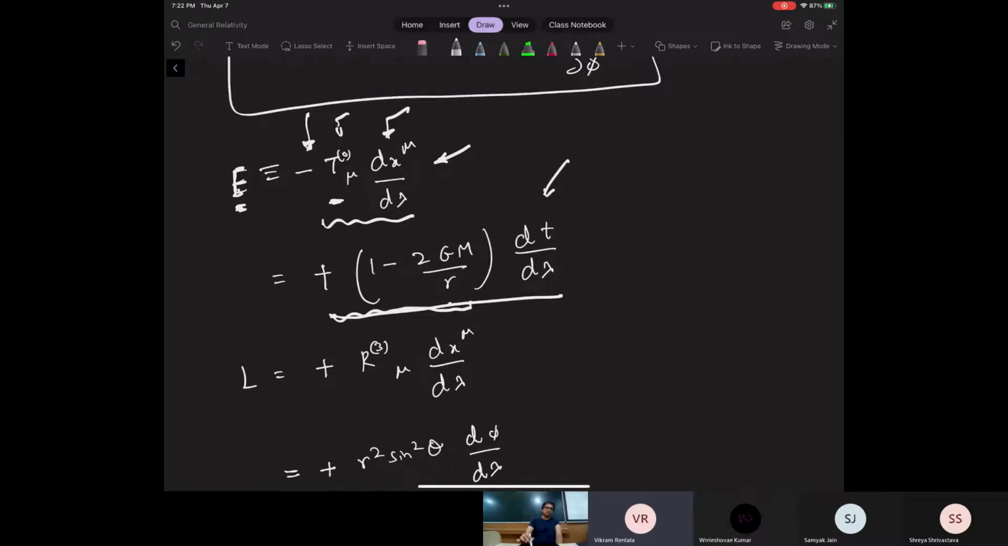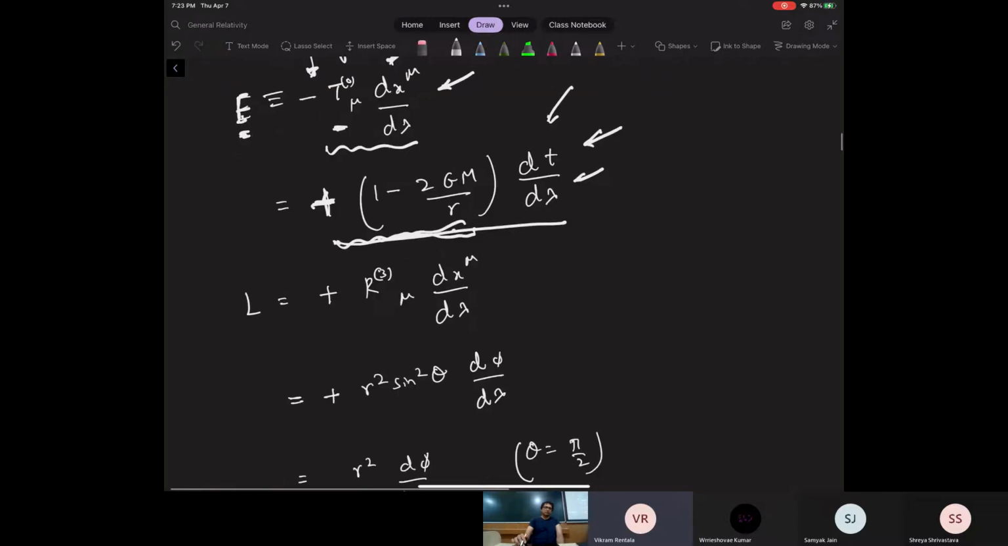Yeah, I think we do want a plus sign. Basically what we want is that as lambda increases, t increases; we want the affine parameter to roughly increase in the direction of increasing time. This quantity is positive for r greater than 2 gm, and therefore the energy we interpret as positive. So yes, we do get an overall positive sign.